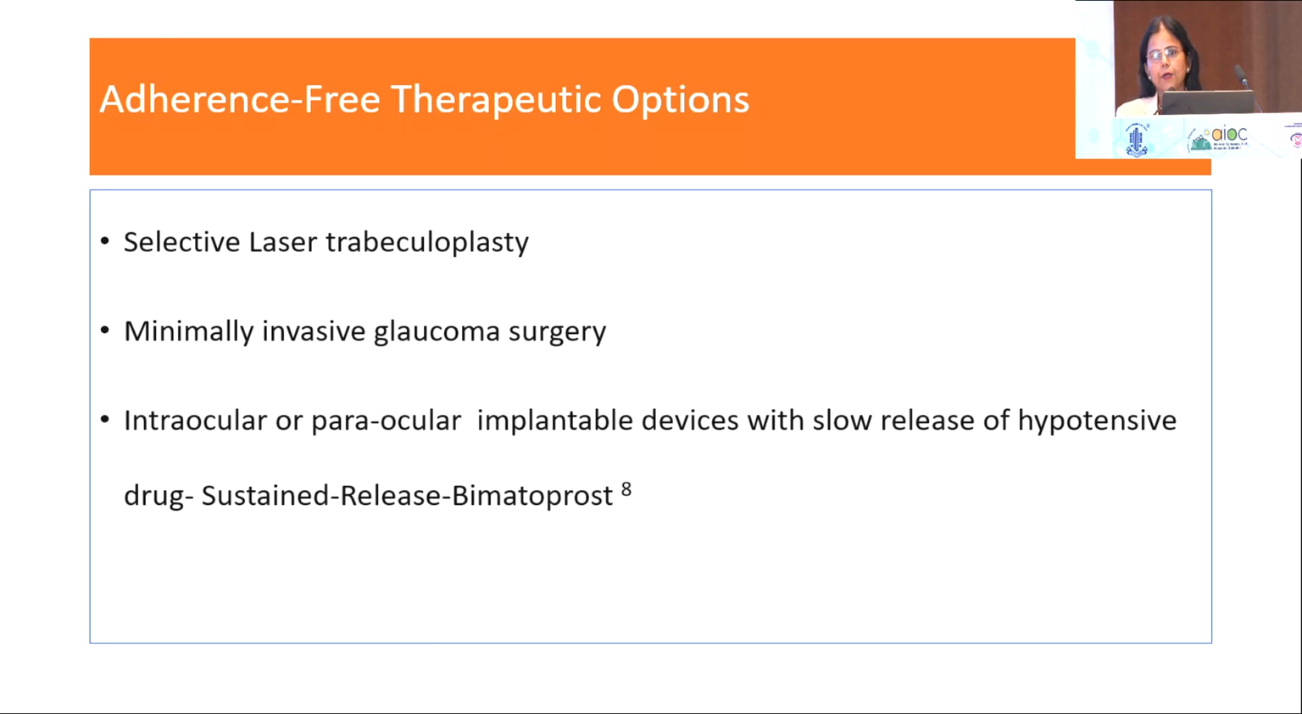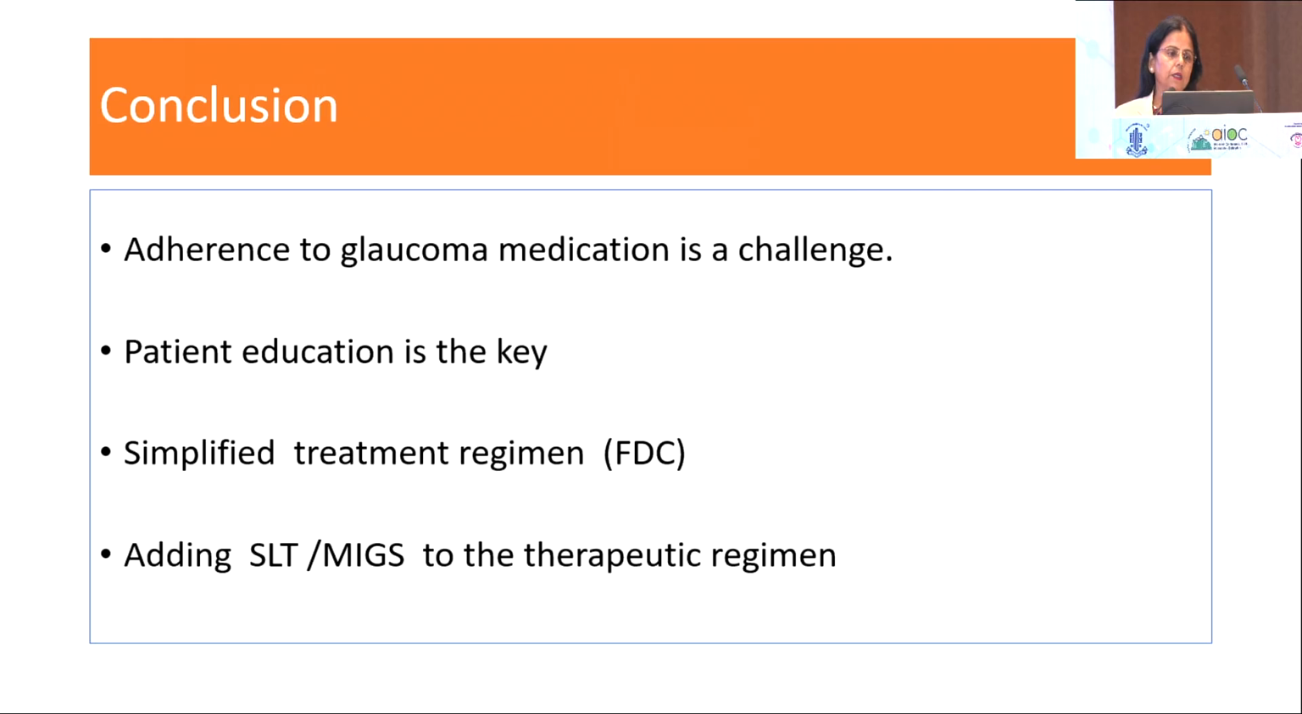SLT will help in reducing the number of drops. So if the patient is using 4 or 5 drops, we can do SLT also in POAG patients. Or now MIGS are also very safe, so either the stents or the KDB can be done. This will also help in reducing the number of drops, thus simplifying the treatment regime and improving adherence. And now implantable slow-release devices are also available, which will also help in reducing the number of drops. So these are a few which can be added.